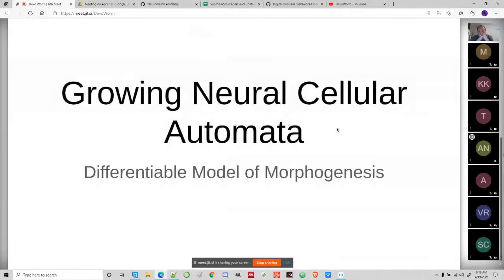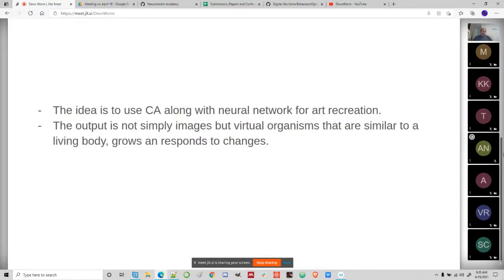As a part of my learning about cellular automata, I am currently working on growing neural cellular automata, in which we have a differentiable model of morphogenesis. The idea overall here is to use cellular automata along with neural networks for art creation, for regeneration, and further things that I'll tell you later. The project is not done first of all, so yeah, it's in progress.